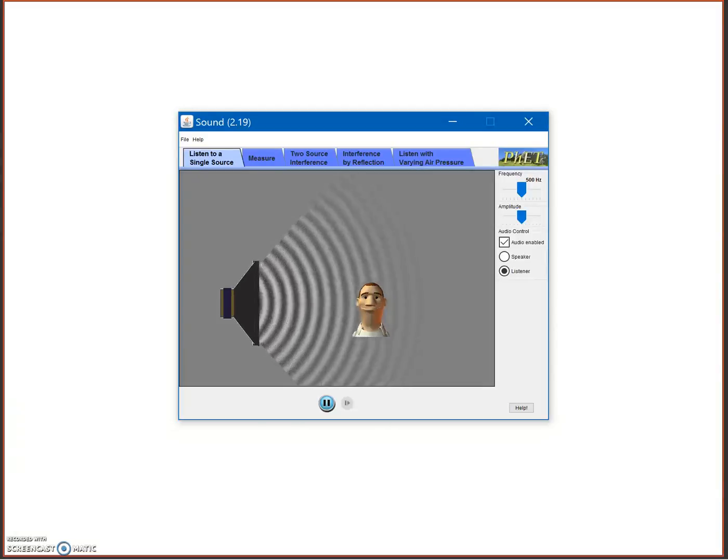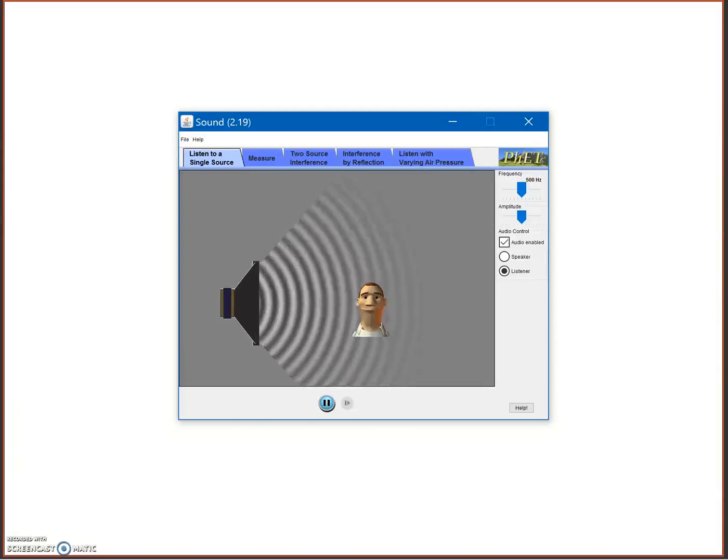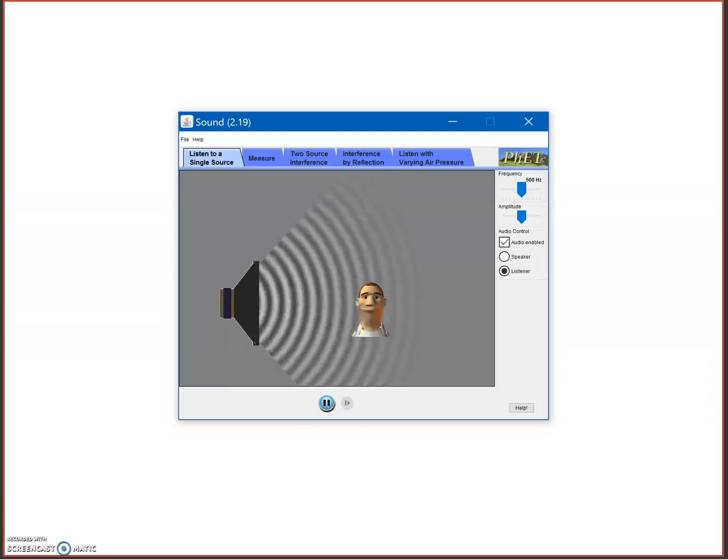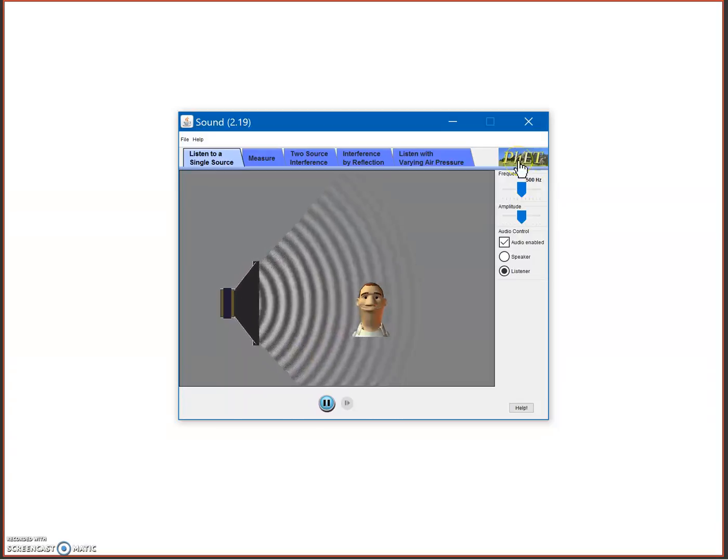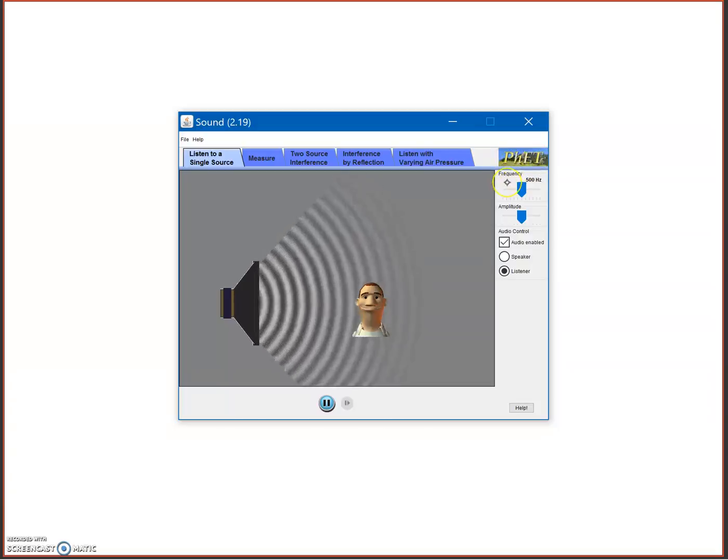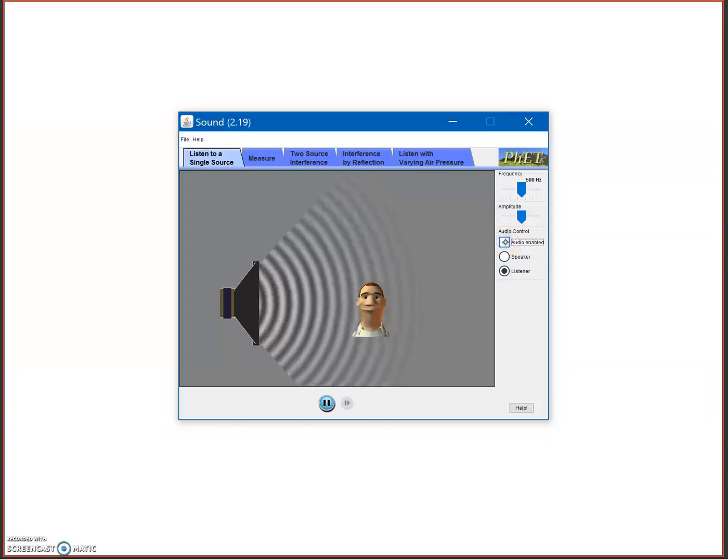Okay, so I want to spend a few minutes talking about interference from two different sources of sound. But to begin with, let's listen to one single source. This is an applet that I downloaded from PhET, right here from colorado.edu. You can look it up for yourself if you'd like.